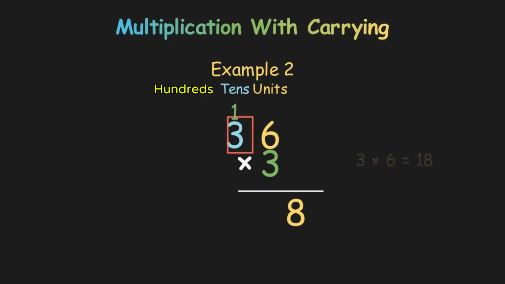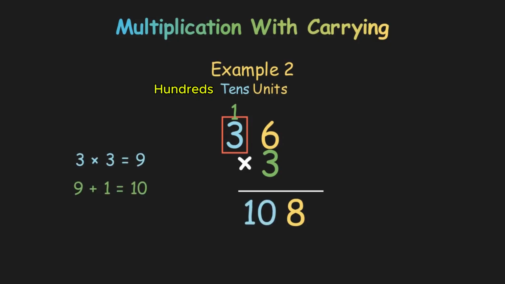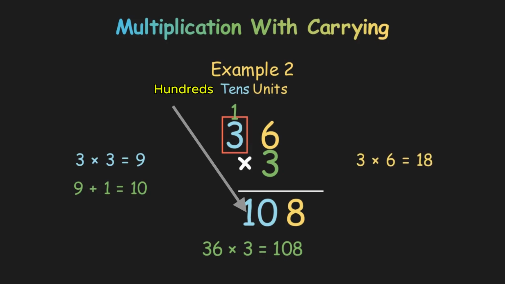Next, we multiply 3 by 3, and that gives us 9. Then we add the carried number 1, making 10. We write down 0 in the tens column and carry 1 to the hundreds column. Therefore, 36 multiplied by 3 equals 108. Amazing job, superstars! You're becoming multiplication geniuses.